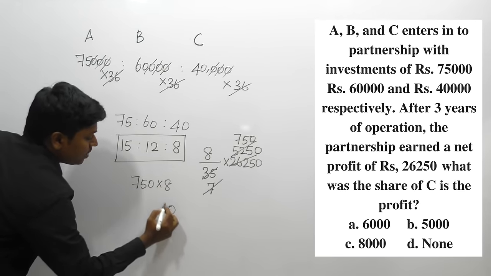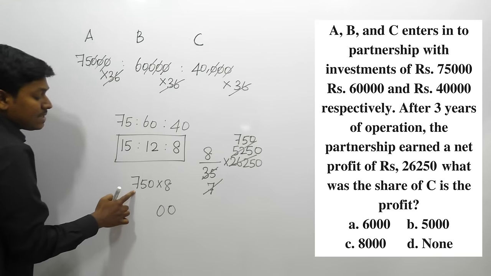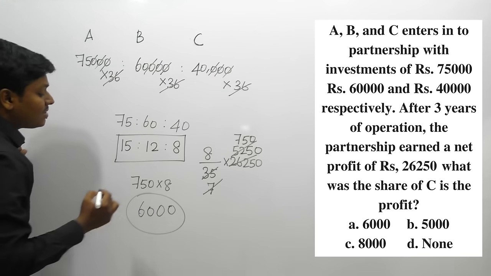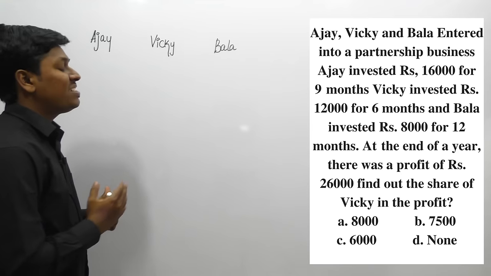So this will be 0, 8 5s are 40, remainder will be 4. So 8 7s are 56, 56 plus 4 will be 60. So friends, finally we have calculated the share for the person C from the profit will be 6000. Question number 4.